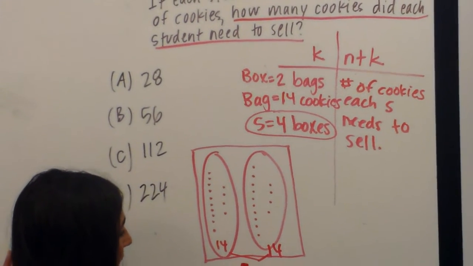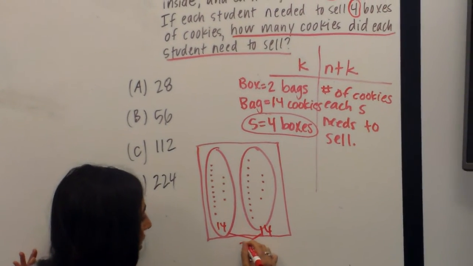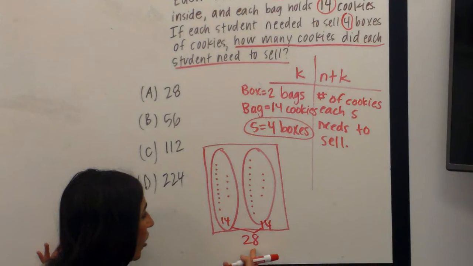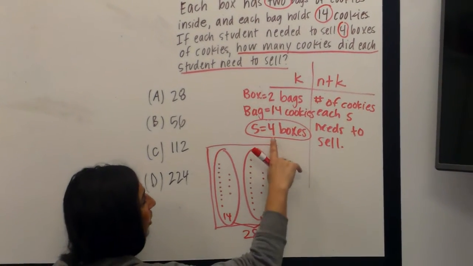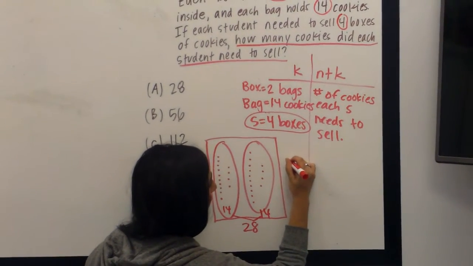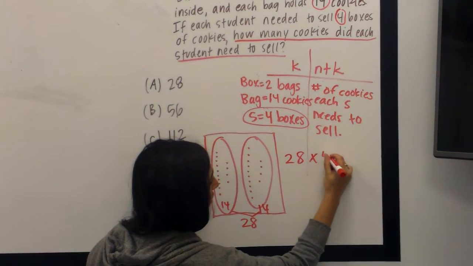Oh, I can figure that out easily. 14 and 14 is 28. There's 28 cookies in each box. I know that there are 4 boxes. I'll write the equation 28 times 4.